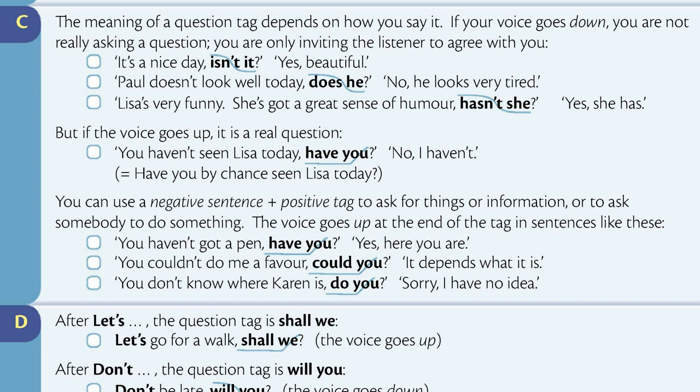You can use a negative sentence plus positive tag to ask for things or information or to ask somebody to do something. The voice goes up at the end of the tag in sentences like this. You haven't got a pen, have you? Yes, here you are. You couldn't do me a favour, could you? It depends what it is. You don't know where Karen is, do you? Sorry, I have no idea.